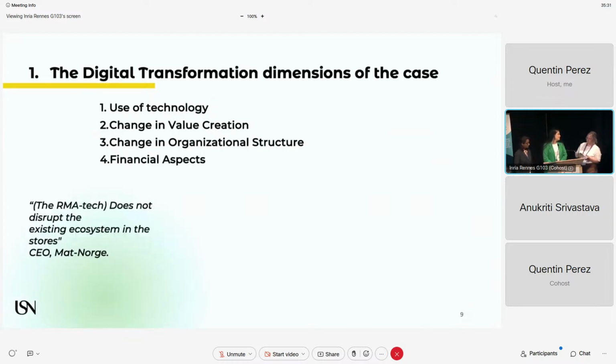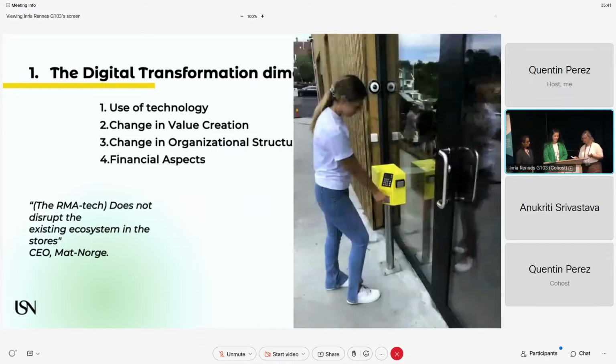So starting with the four dimensions of digital transformation, we start with the use of technology. MatNorge utilizes a comprehensive technology setup for store operations that involves camera surveillance, card-based identification at the entrance, and fingerprint scanners at the lockers that contain age-limited products like alcohol or tobacco. Also, you have to scan your fingerprint at the register if you buy one of those items. They have fresh produce covers, automatic lights, heating they can adjust from outside the store, and also customer service through speakers and video if needed.